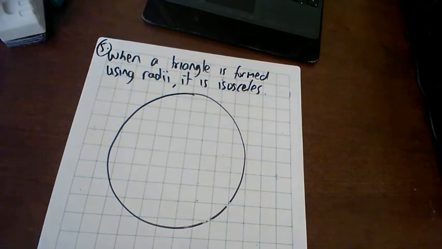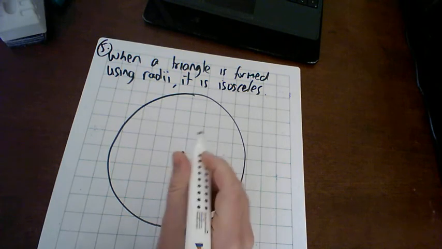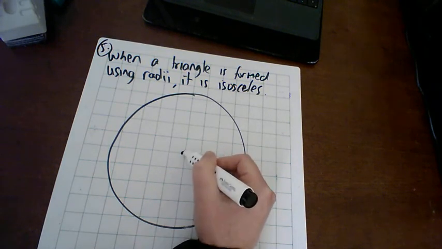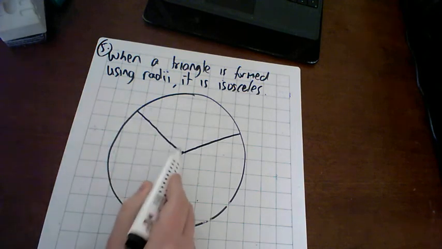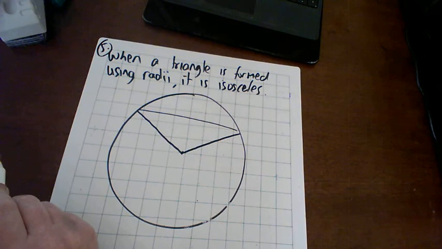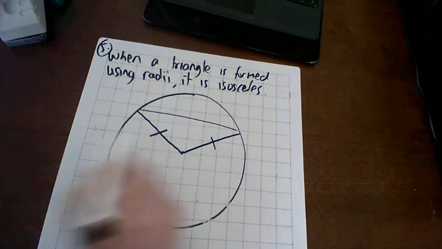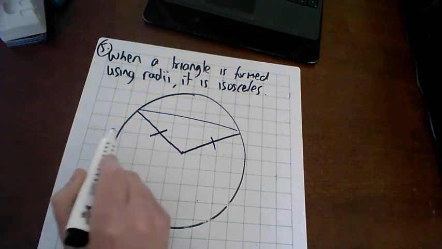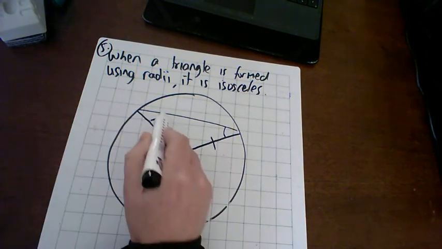So what I mean by that is, say you have the centre of the circle, and I draw a line here and a line here, and I make it a triangle. What can I say about that triangle? I can say that that is the radius, so that's also the radius, so it's an isosceles triangle, meaning those two angles are the same.